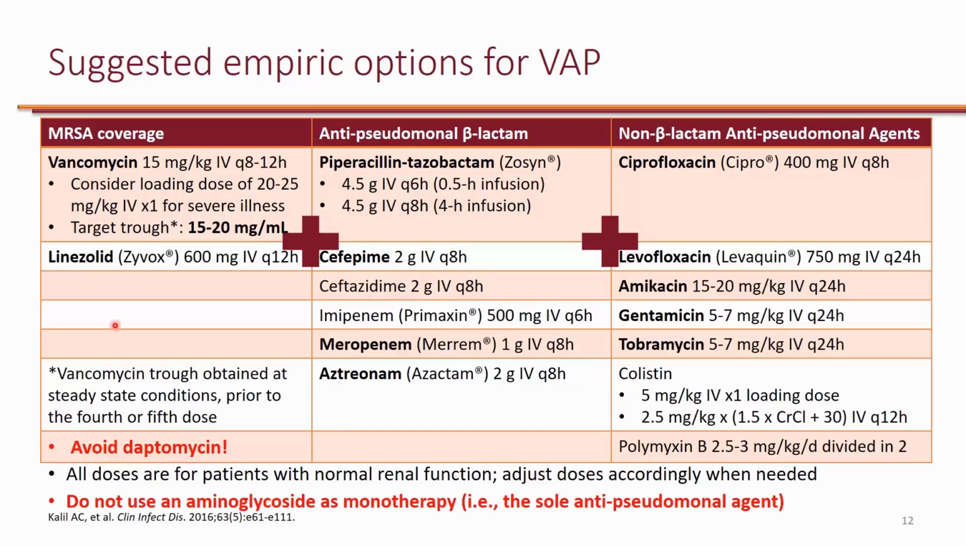It is extremely important not to use aminoglycosides as monotherapy. So if you were to use gentamicin, for example, it has to be in combination with one of these beta-lactams, because in the studies that we have with aminoglycoside monotherapy, the rate of mortality was higher.